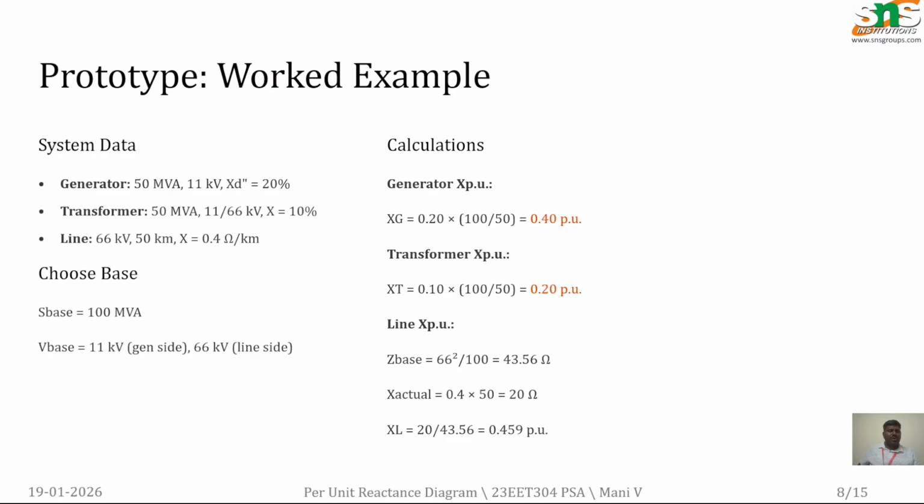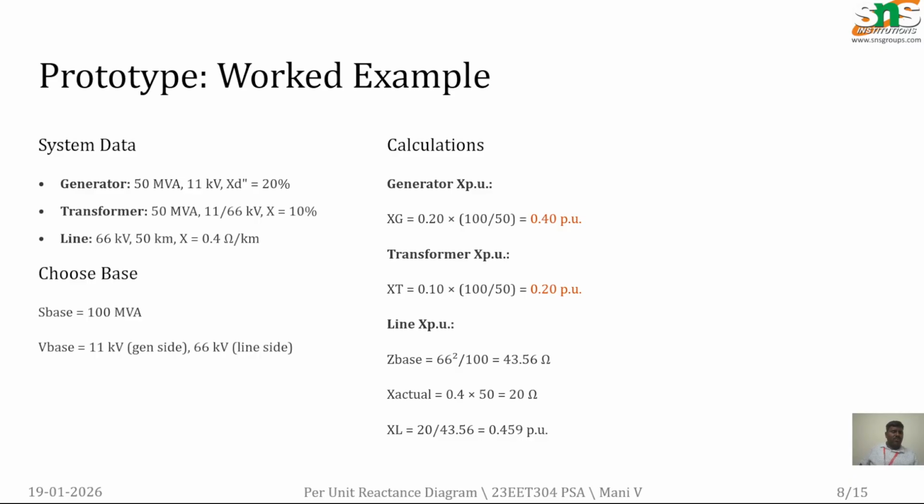So this is a sample prototype. These are the data given for a generator: 50 MVA, 11 kV, and the reactance will be 20 percent, that is 0.2 per unit. And for the transformer, 50 MVA and 11 to 66 kV, that is primary and secondary, and the reactance of 10 percent, that is 0.1 per unit.